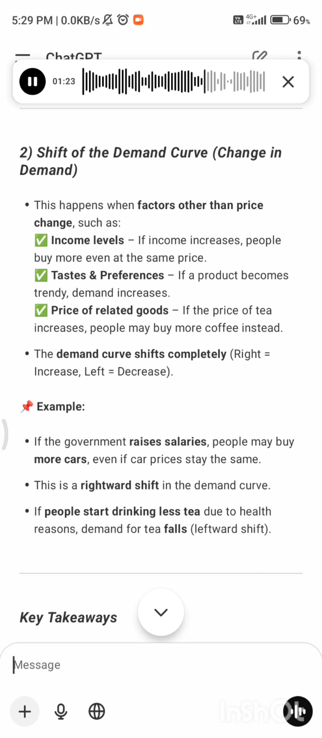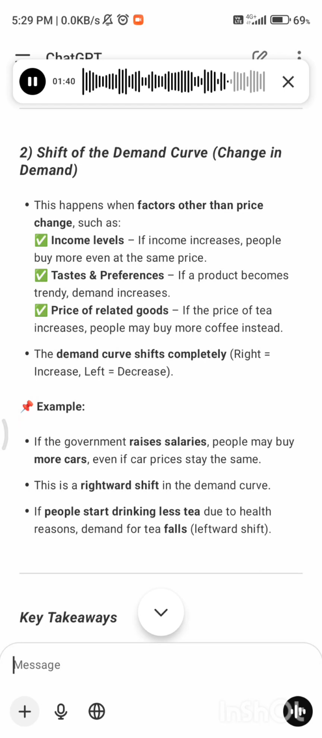Example, if the government raises salaries, people may buy more cars, even if car prices stay the same. This is a rightward shift in the demand curve. If people start drinking less tea due to health reasons, demand for tea falls, leftward shift.